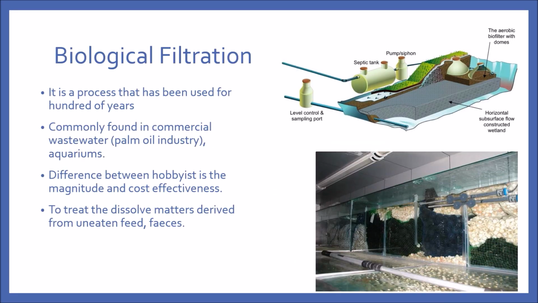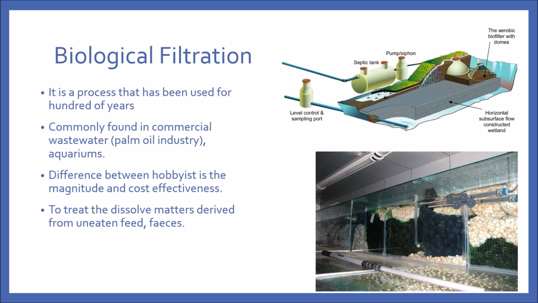Biological filtration is a process that has been used for hundreds of years. The typical application for biofiltration is in a wastewater plant. In the picture over here, we see a municipal plant in which bacteria is used to break down the waste into a less harmful form before discharging into the environment. It is commonly found in the wastewater industry, the palm oil industry, and even your small aquarium in a residential home. However, the difference between the hobbyist and an actual aquaculture farm is the magnitude and cost effectiveness.